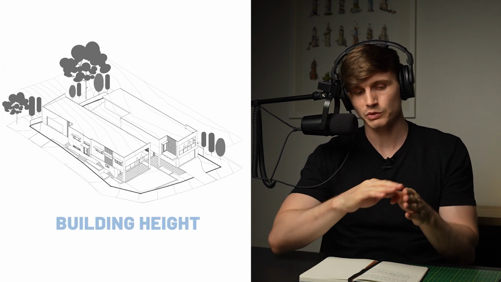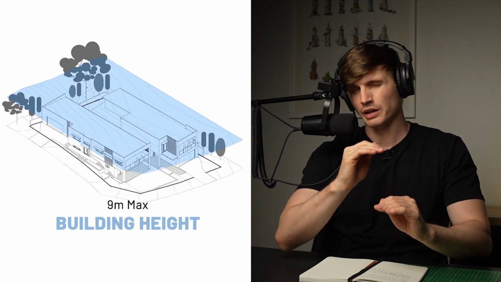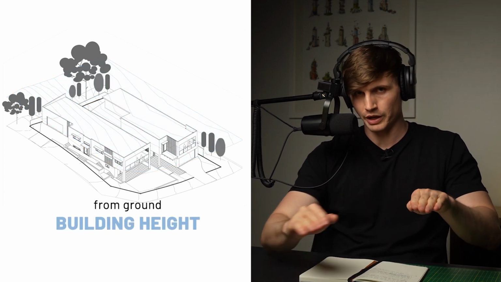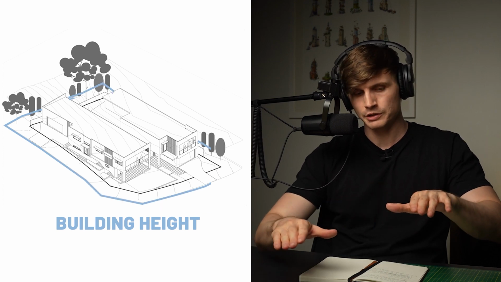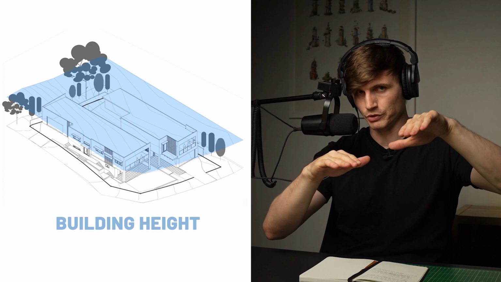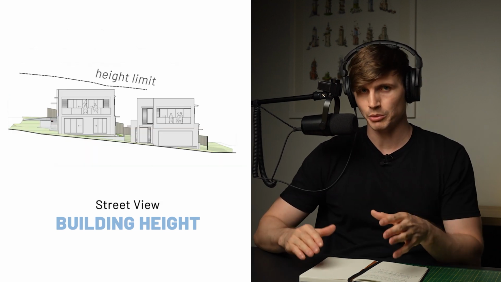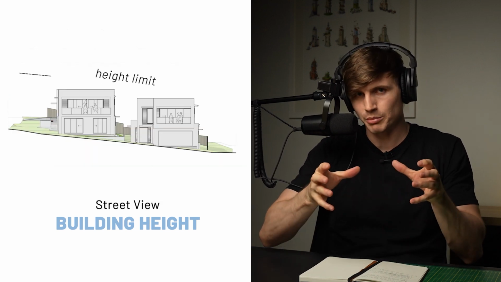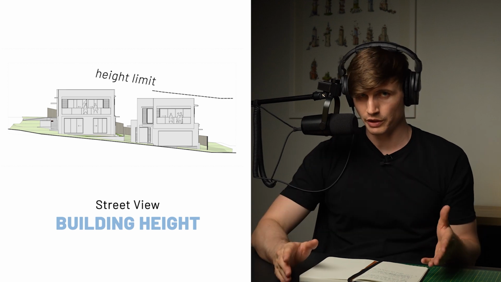Now for the height of the building, this one had a 9 meter height limit. Now this 9 meters is from the existing ground. So we typically model this existing ground, then raise it up 9 meters, and this height is the maximum that we can build up to. So from a street view, it's going to look a little bit more like this. So we need to make sure the entire building stays underneath that height, including the roof.